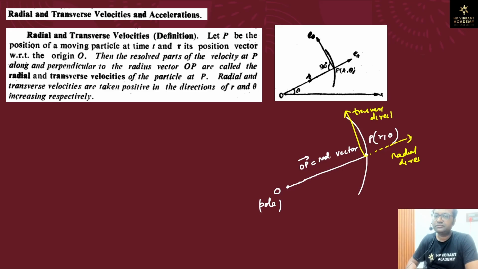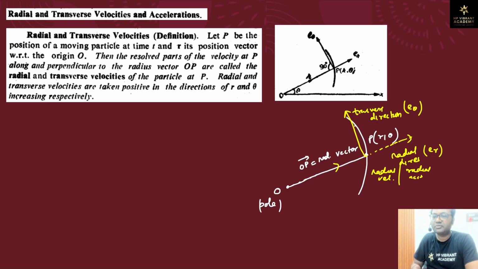So let us consider the unit vector along the radial direction as e_r and the unit vector along the transverse direction as e_theta. The radial direction is along the radius vector and the transverse direction is perpendicular to the direction of the radius vector. So what will be the velocity along the radial direction? It will be radial velocity. And what will be the acceleration along the radial direction? Radial acceleration.